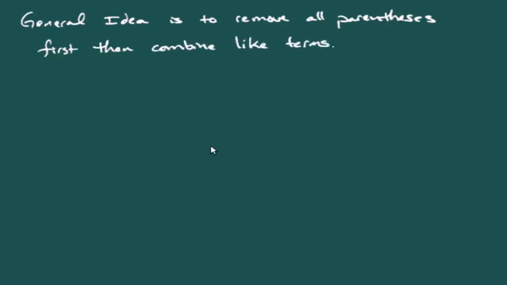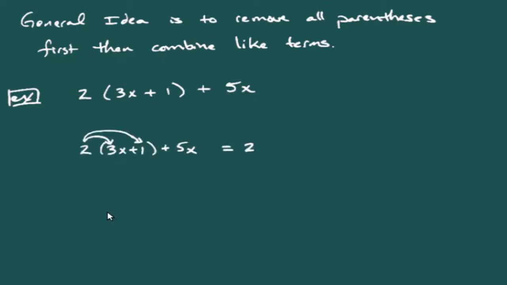And so the general idea, when we have expressions that have a lot of parentheses in them, is to remove all the parentheses first, and then start combining our like terms. So let's look at an example, say 2 times the quantity 3x plus 1, plus 5x. We've got the set of parentheses around the 3x plus 1, so we can use the distributive property to get rid of those. In that case, we get the 2 times the 3x and the 2 times the 1.